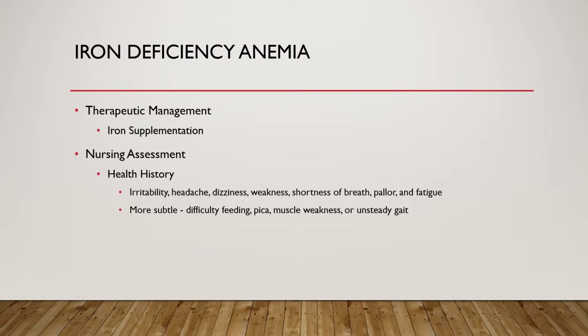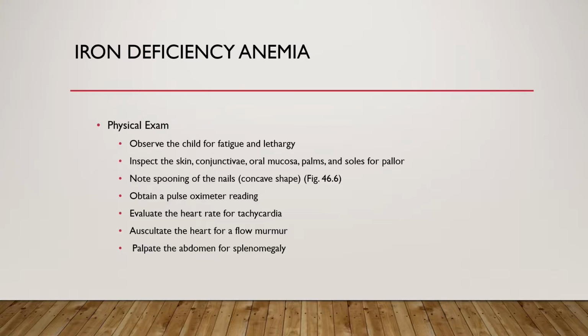So what you're going to see with these children is irritability, headache, dizziness, weakness, shortness of breath, pale, fatigued. Some of the more subtle signs are they just don't eat well. Pica, they're eating things that they're not supposed to. Muscle weakness and unsteady. So we're going to observe the child for fatigue and lethargy. We're going to inspect the skin and conjunctiva and the oral mucosa and the palms and the soles for pallor, for paleness. Spooning of the nails, and you can see what that looks like on figure 46.6.